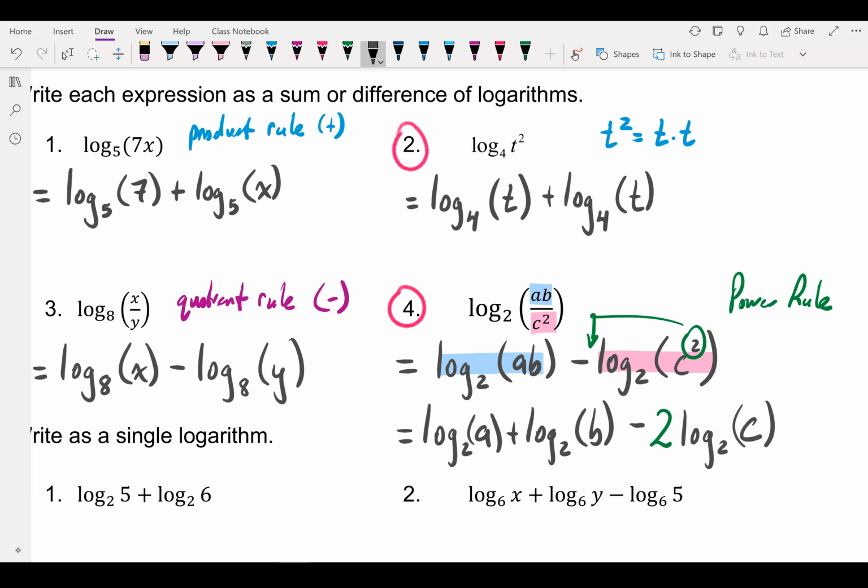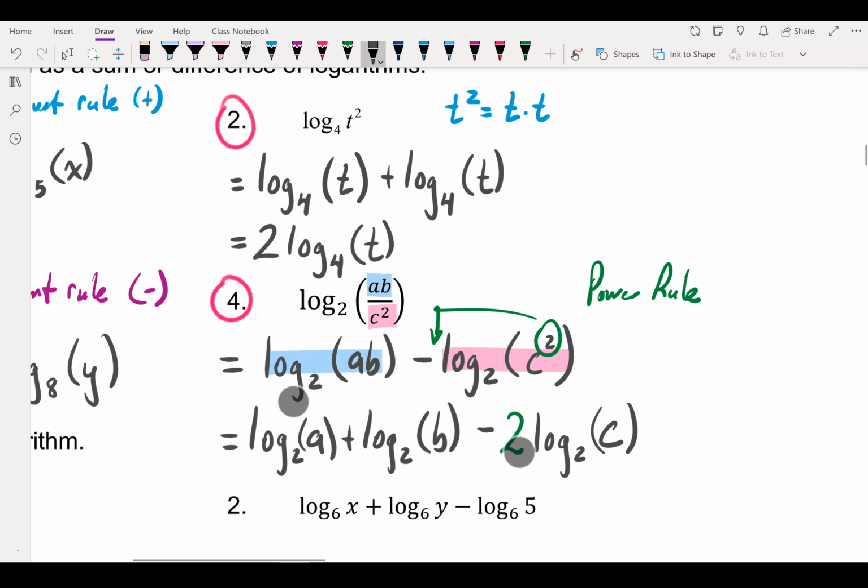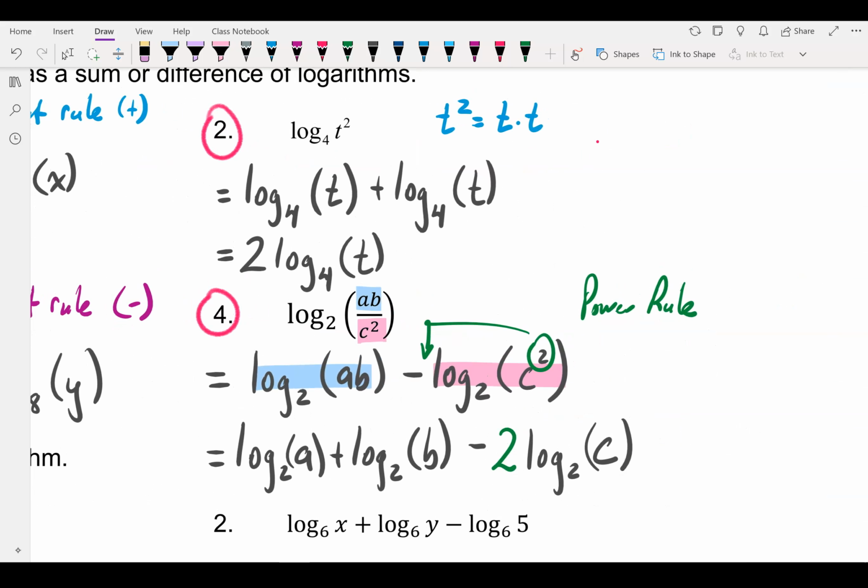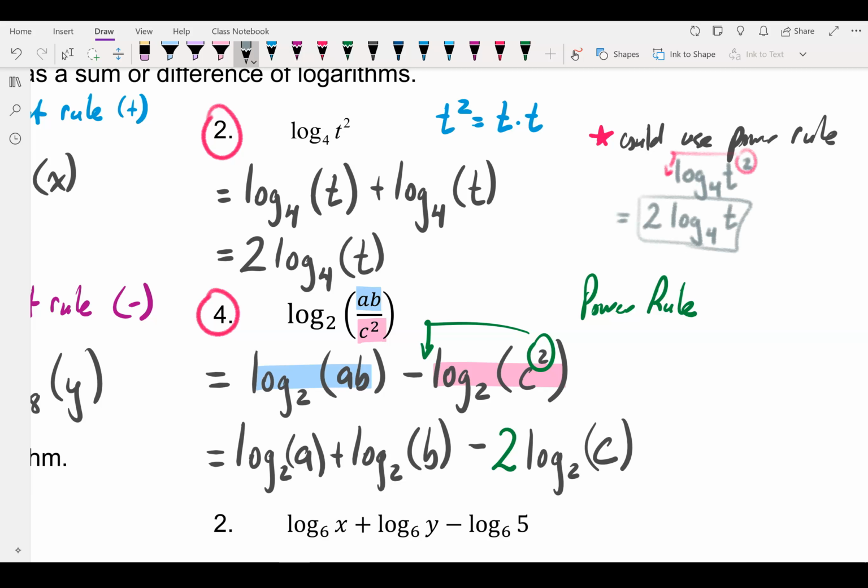Okay. So if you have a keen eye, you can see that I should have done the same thing in question 2. Because look, this question is not finished. I've got log base 4 of t, log base 4 of t. I've got 2 log base 4 of t's, which could have been done by the power rule. So for this question, we could use the power rule. And I'll very quickly write out what that would look like if I had done the power rule, okay? Same exact answer.